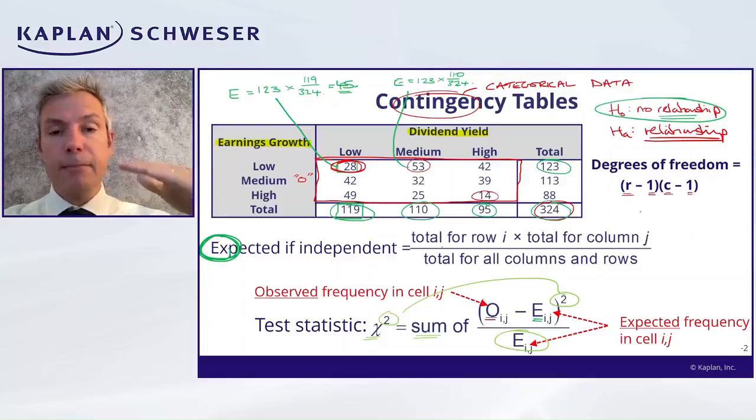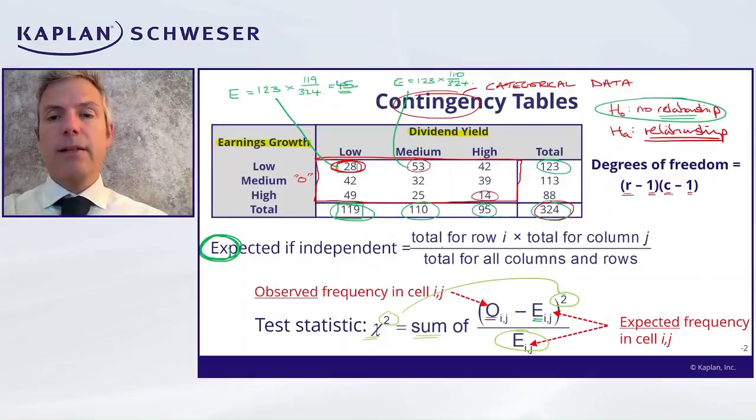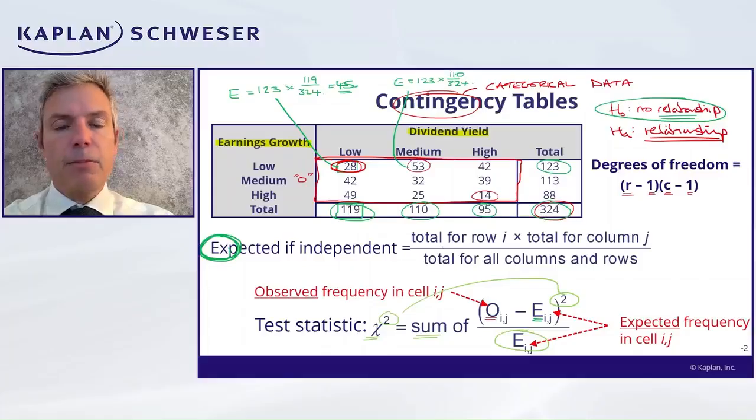We've lost 1 degree of freedom from the number of rows, because if you like, that's 1 dimension. And we've lost 1 degree of freedom from the number of columns, because that's 1 dimension. In this particular case, we've got 3 rows and 3 columns, so the degrees of freedom would be 2 times 2, which is 4, of course. So you're looking at a chi-square statistic with degrees of freedom 4 in that particular case.